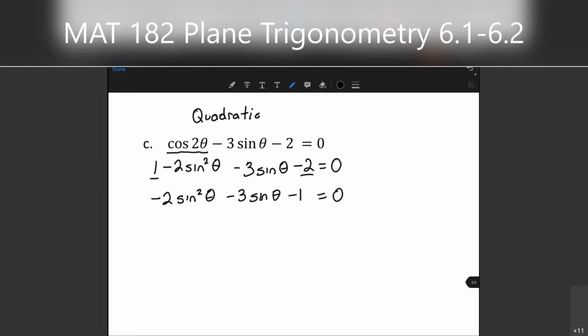And just to make this a little prettier and easier to work with, notice that all the coefficients here are negative. So one way I can sidestep that is just multiply both sides by negative 1. If I multiply both sides of this equation by negative 1, I can turn all of those coefficients positive, and it'll still be equal to 0, because 0 times negative 1 is still 0. So I'm just going to represent this as 2 sine squared theta plus 3 sine theta plus 1 equal to 0.